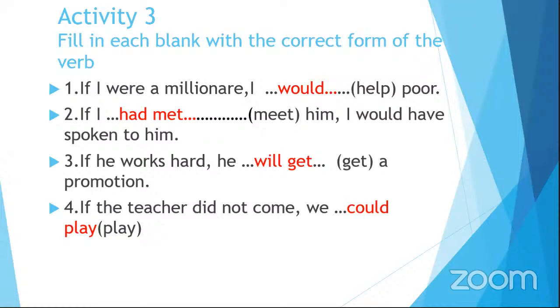If the teacher did not come, once again you are talking about an imaginary situation. If the teacher did not come, what could we do? We could play. Answer is we could play. So look at my dear students, this activity is a bit difficult.